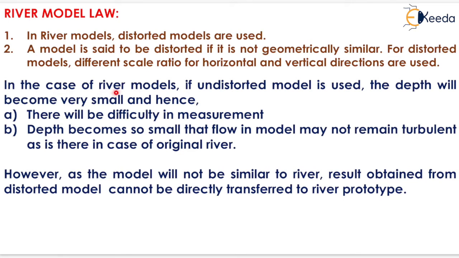In the case of river models, if an undistorted model is used, the depth will become very small and hence there will be difficulty in measurement. Depth becomes so small that flow in the model may not remain turbulent as is there in the case of the original river.